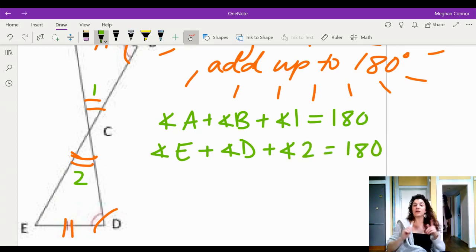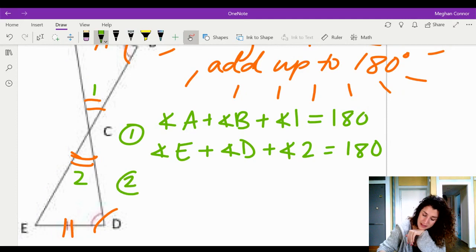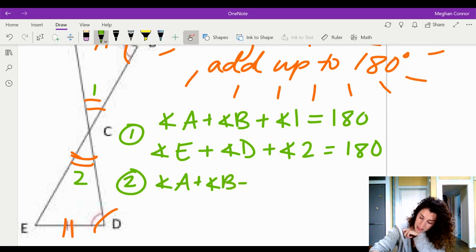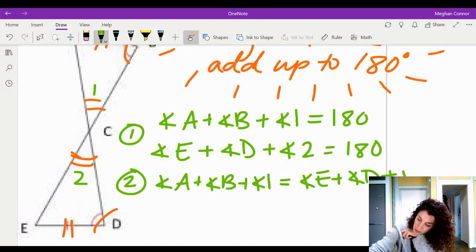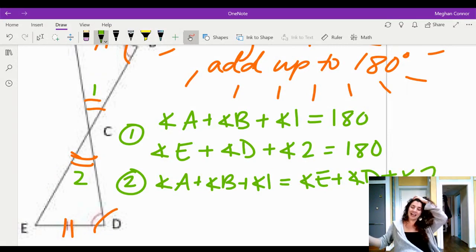Here we already know that angles 1 and 2 are equal and that angles D and B are equal. And now we want to prove that angles A and E are equal. In order to do that, we need to get A and E in the same equation together. So we want to set these equal. This would be step 1. This would be step 2. I would say angle A plus angle B plus angle 1 equals angle E plus angle D plus angle 2, because of the transitive property of equality.